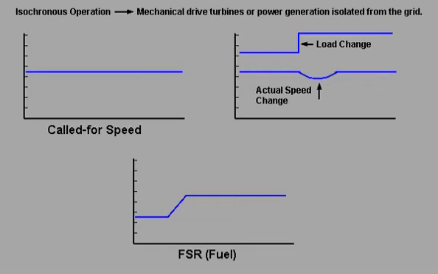Isochronous operation is typically for mechanical drive turbines or power generation units that are isolated from the grid. In isochronous operation, the turbine control will try to maintain the called-for speed. If there is a load change, the actual speed will change. Under this operation, the speed and load control circuit will adjust the FSR so that the actual speed is the same as the called-for speed.